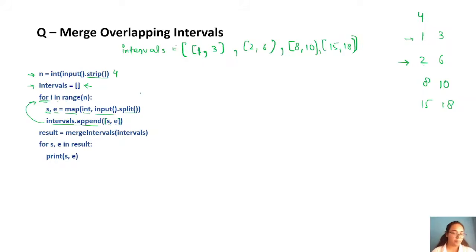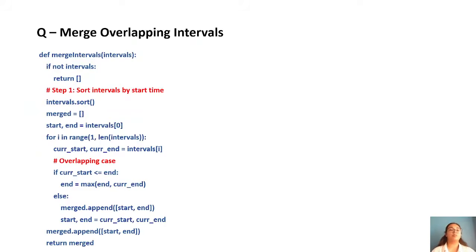Input is clear. Now once that is done, all the for loops are done. You have your intervals now, so you can start working on them. So now what you have to do is call the function. So result is equal to merge intervals. Okay, so you're passing your whole intervals list into your merge intervals function. So let's come to the function again and see how we are working on it.